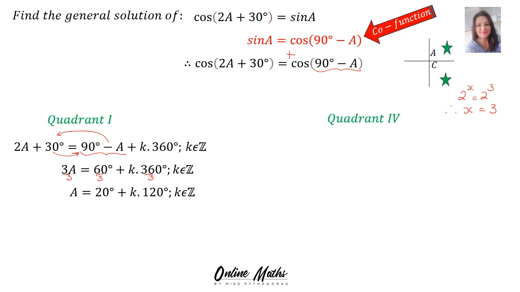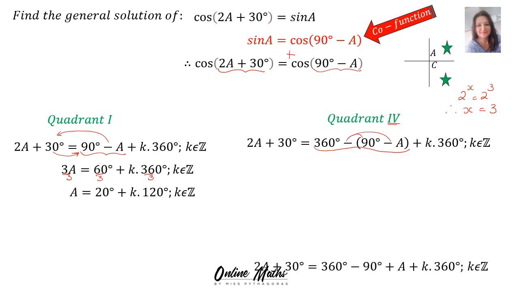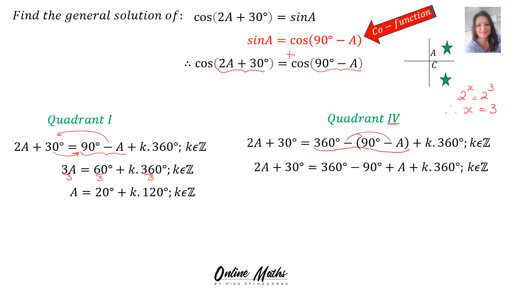k element Z. And then in the fourth quadrant, again on the left hand side you write this angle 2a + 30 equals. But now you must be careful, because in the fourth quadrant the rule is 360 minus the acute angle, and the acute angle here is the 90 degrees minus a. And then in the next step you will multiply in the minus and you end with 2a + 30 is 360 minus 90 plus a.